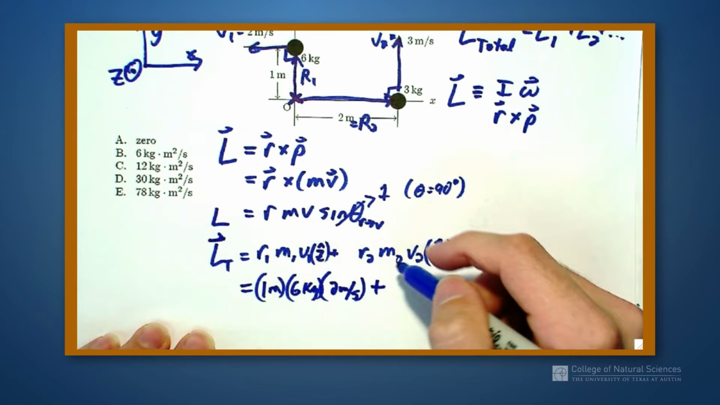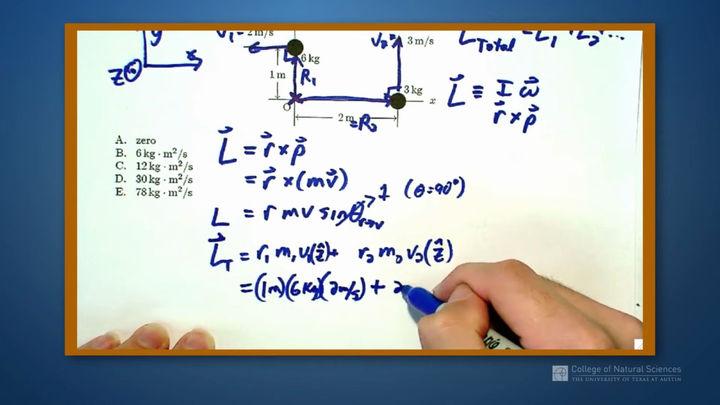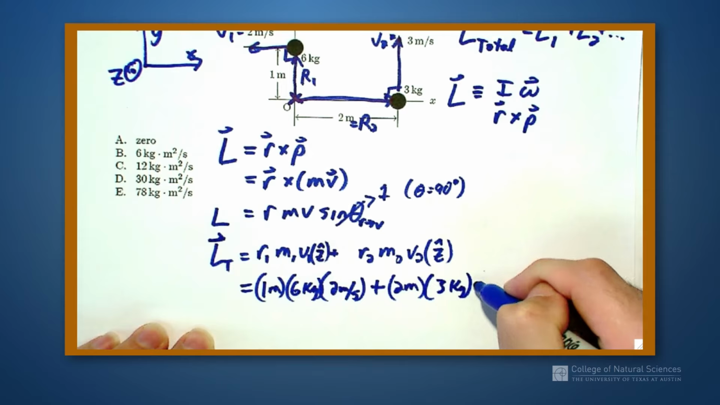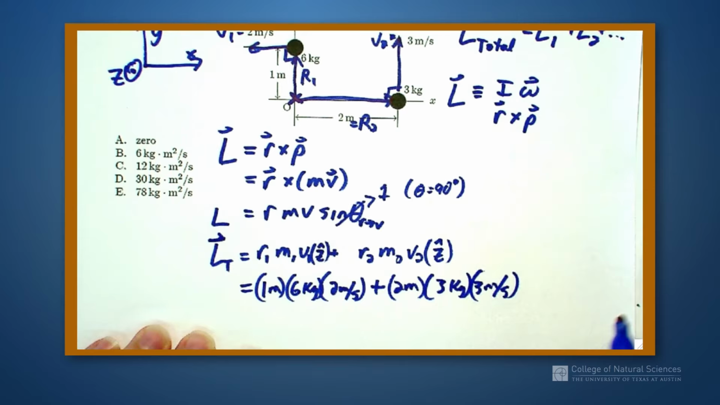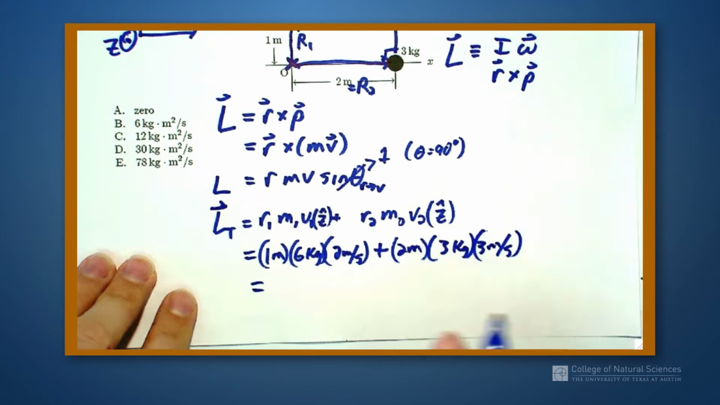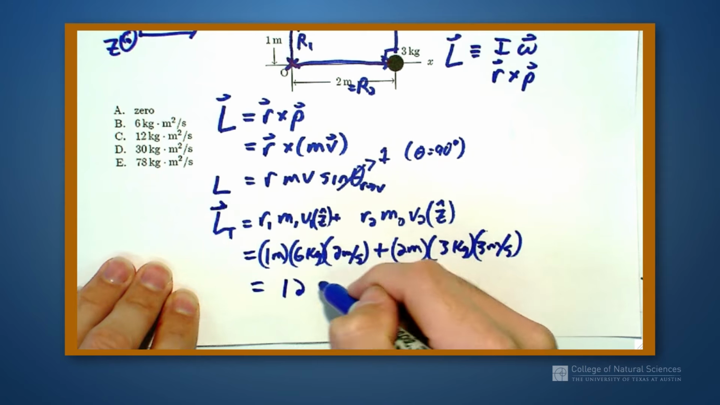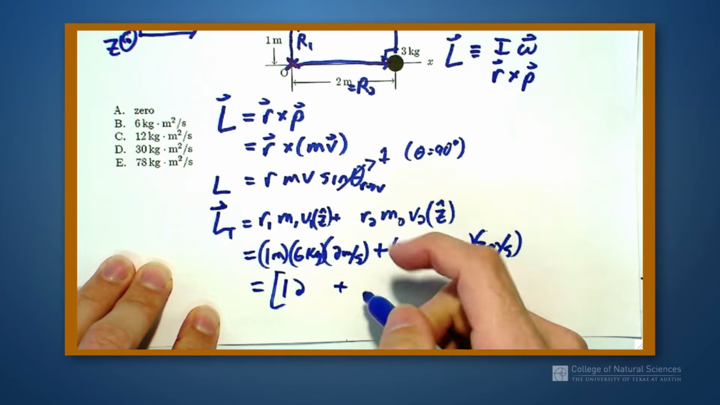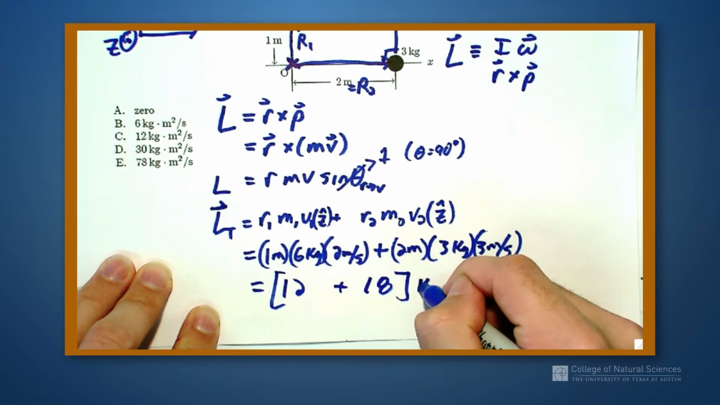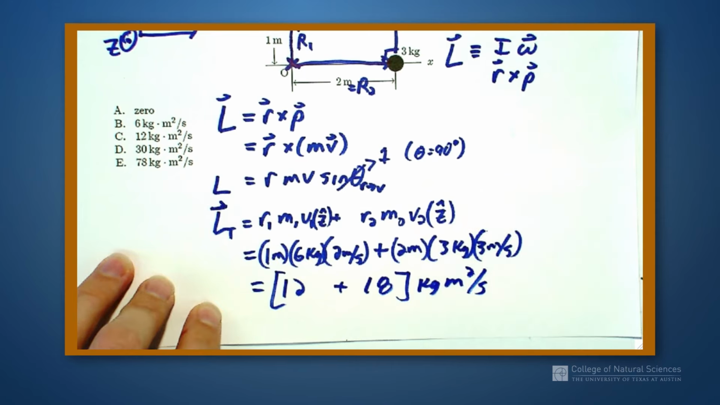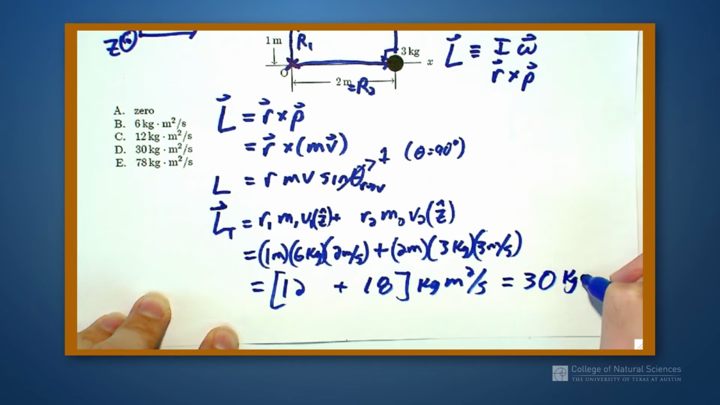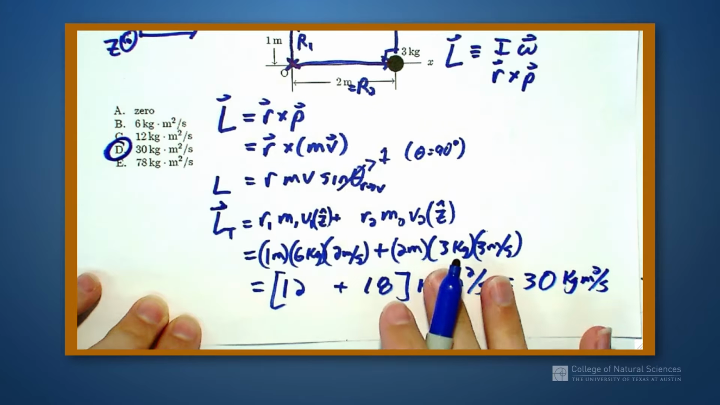And I'm going to add to that 2 meters times 3 kilograms times 3 meters per second, which gives me a total of 12 plus 2 times 3 times 3, this is 18 kilograms meters squared per second, which is the same as 30 kilogram meters squared per second. So I look at choice D as my correct answer.